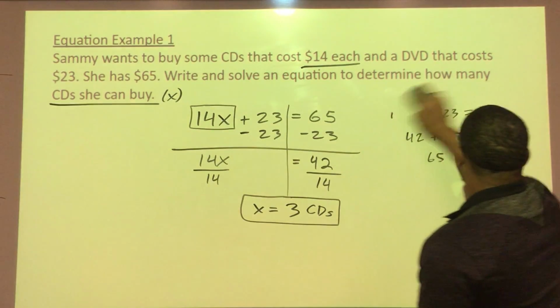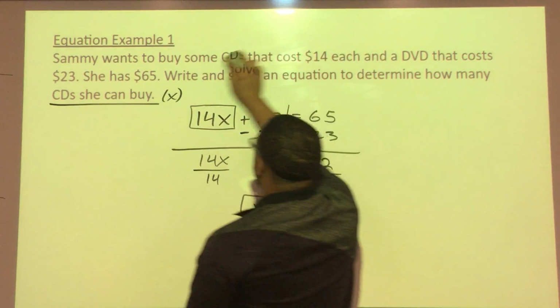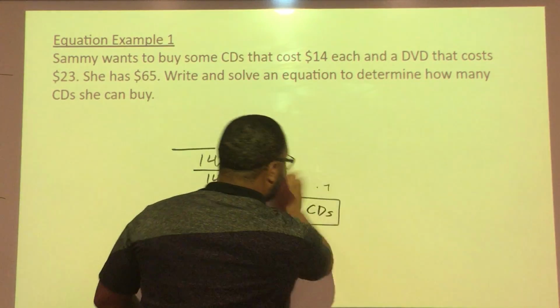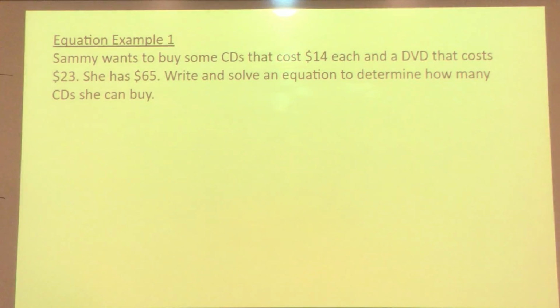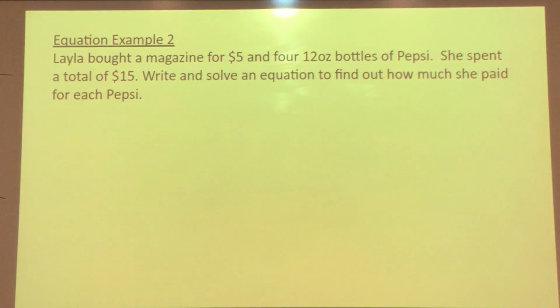I'm gonna erase this one and we're gonna transition to another problem where we will practice the same skill. And this is equation example 2, where it says Layla bought a magazine for $5 and 4 12-ounce bottles of Pepsi. She spent a total of $15. Write and solve an equation to find out how much she paid for each Pepsi.